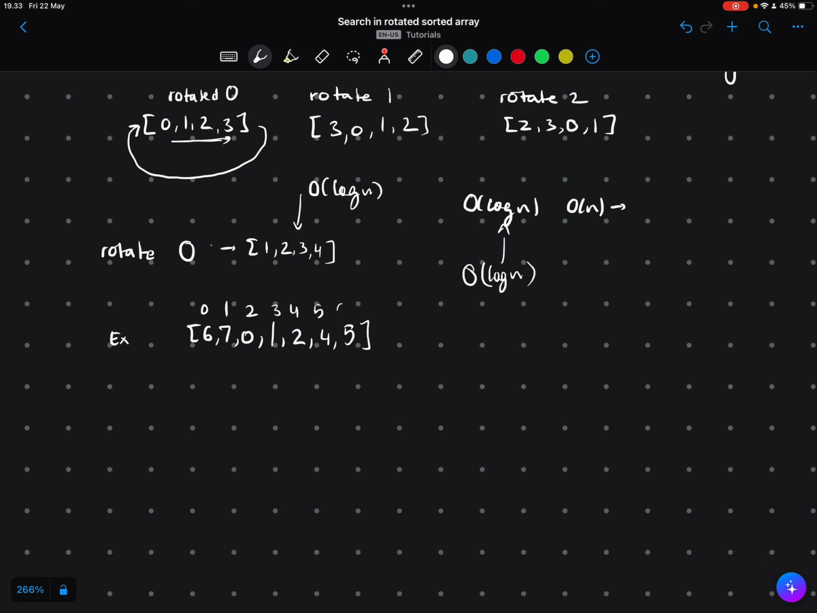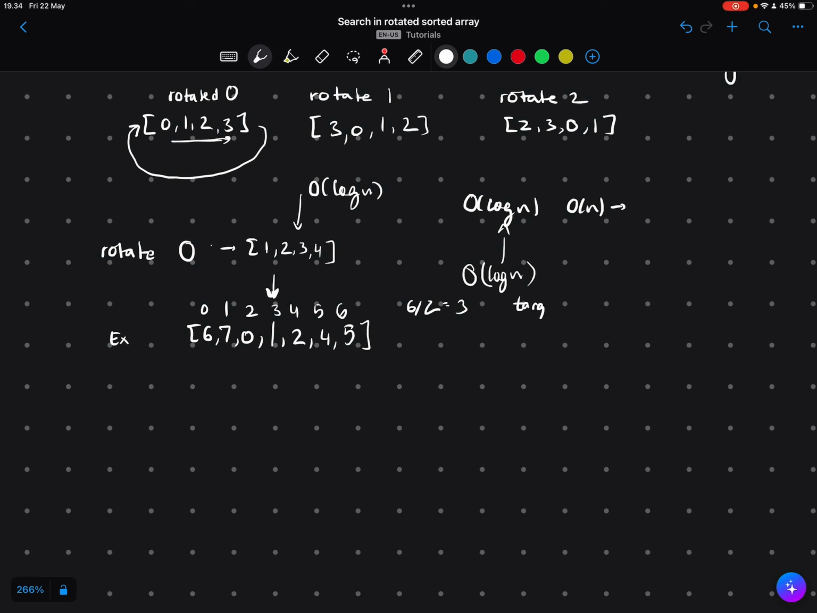And let's consider the middle of this. Like any other binary search algorithm, let's consider the middle. So let's consider 6 by 2, index number 3. Let's go to index number 3. Let's look at 1. Okay, let's consider this array now, 6, 7, and so let's consider the two parts of this array.